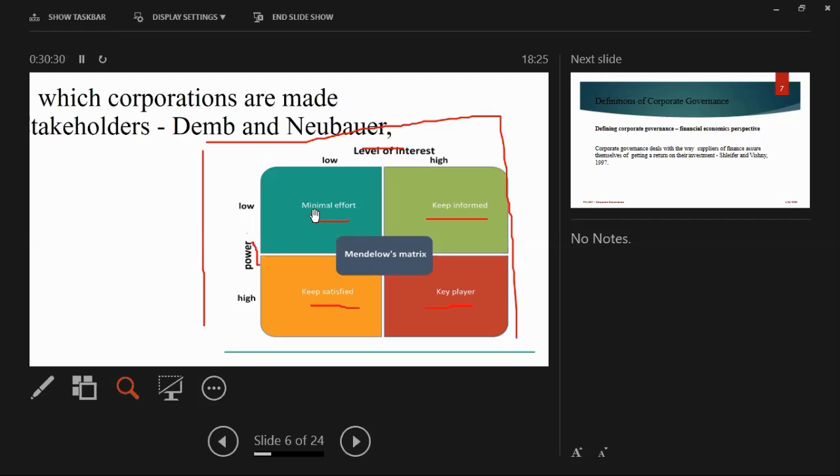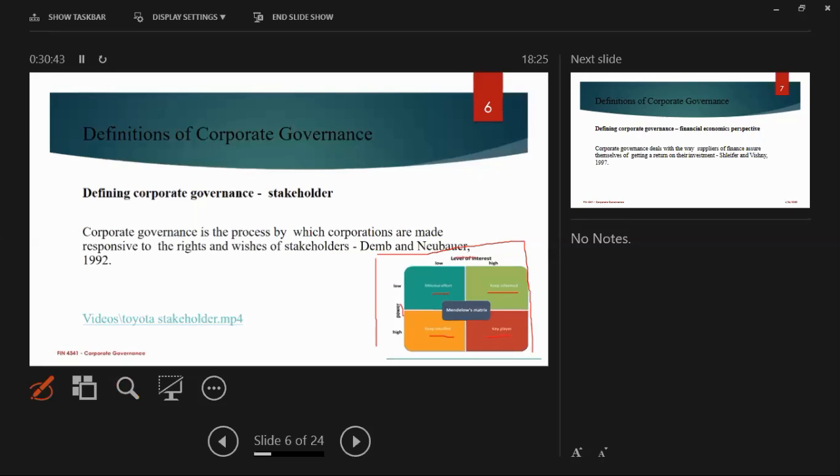That's what it means. So I'll show you a video that was from Toyota company. Now, how they are concerned with stakeholders. One good example for corporate governance, good practices in the perspective of stakeholders. So let's watch that and come back to the lesson again.